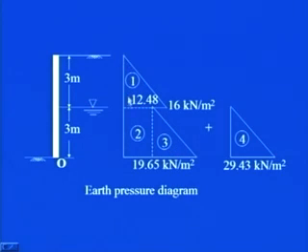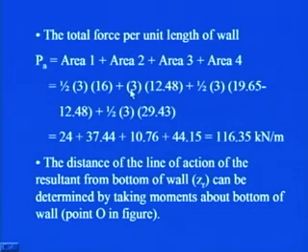What is the area for this one? That will be simply half multiplied by 3 multiplied by this ordinate, which is 16 in this case. For the second one, it will be 3 into 12.48. For the third one, it is half into 3 into (19.65 minus 12.48), plus this is the area due to pore water pressure, that is half into 3 into 29.43. If you add all this up, it will result in 116.35 kilonewton per meter.